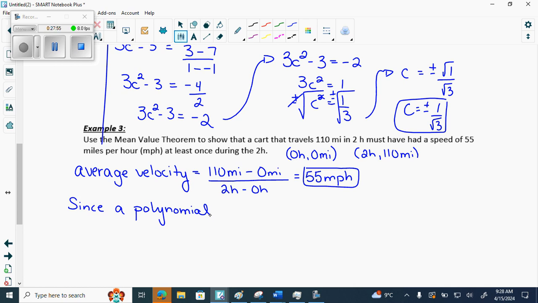Okay. Well, what happens if the car was already moving before you started recording the time? It didn't say that. You're doing some serious assumptions. Okay. Since it's a polynomial, it is continuous and differentiable.